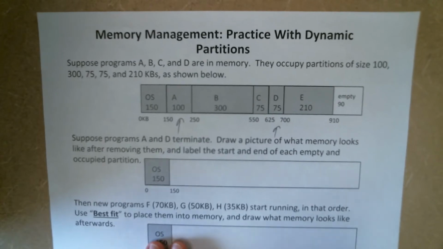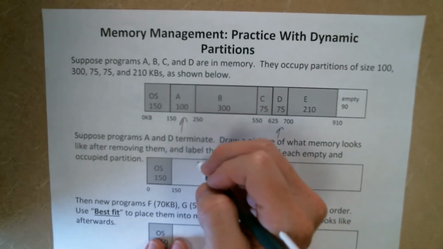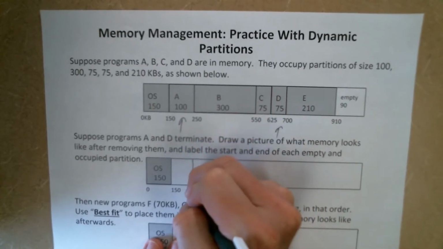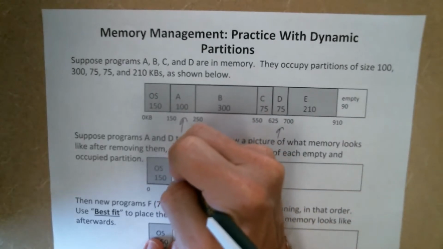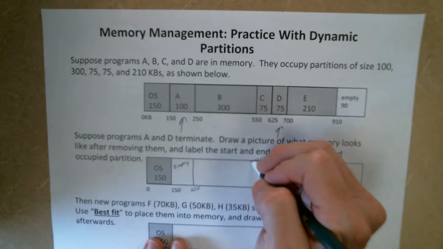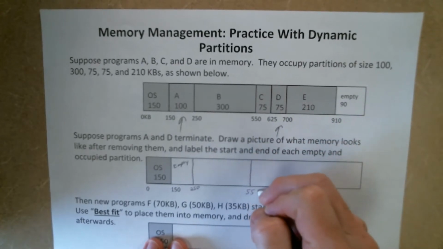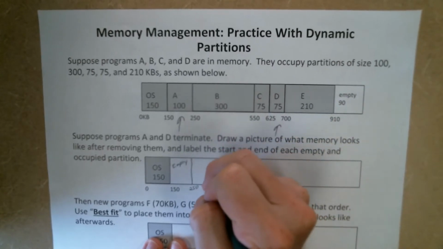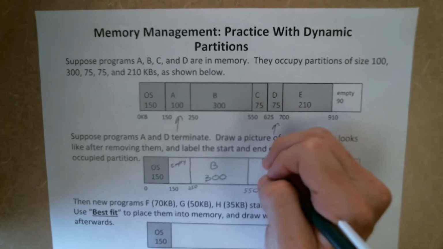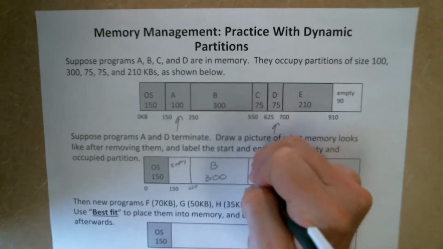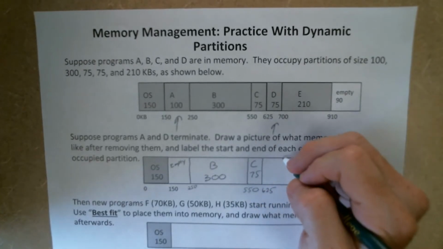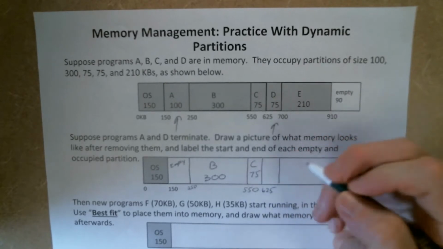Those programs are going to terminate, which means that we now have an empty space from 150 to 250. We still have program B, which goes from 250 to 550, which means it's eating up 300 kilobytes. Program C is still there, eating up 75 kilobytes. That brings us to 625. Program D has been terminated, so now we have some empty space right here.